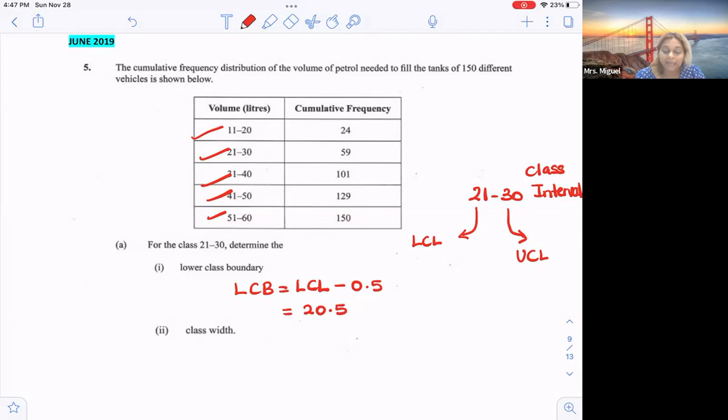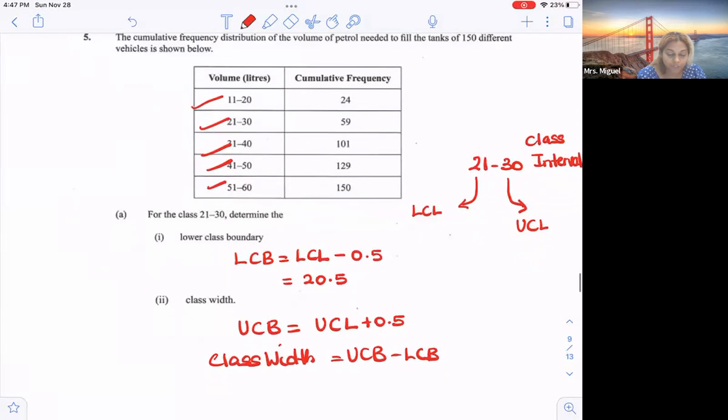Before we find the class width, I want you to find the upper class boundary. So take the upper class limit and now add 0.5. And the class width is the difference between the upper class boundary and the lower class boundary. So work on that for me now, please.